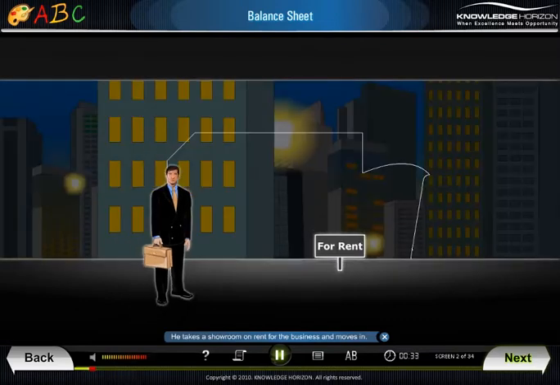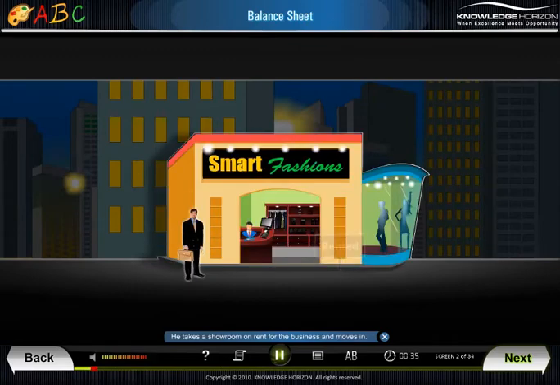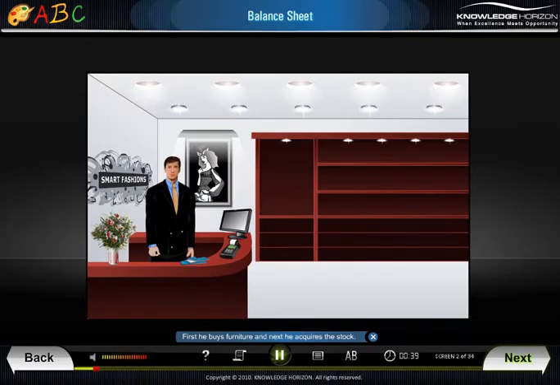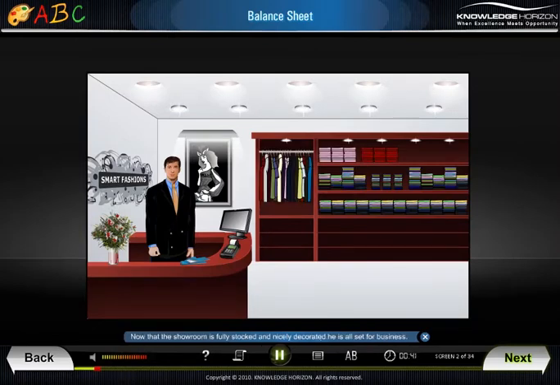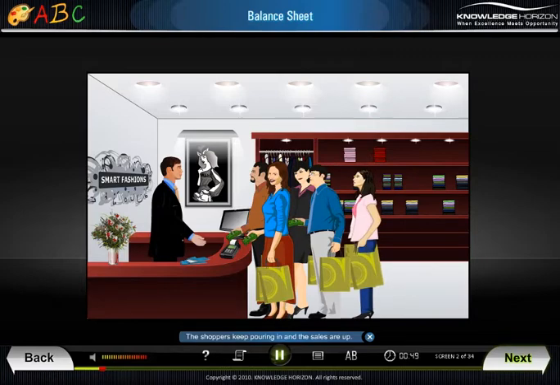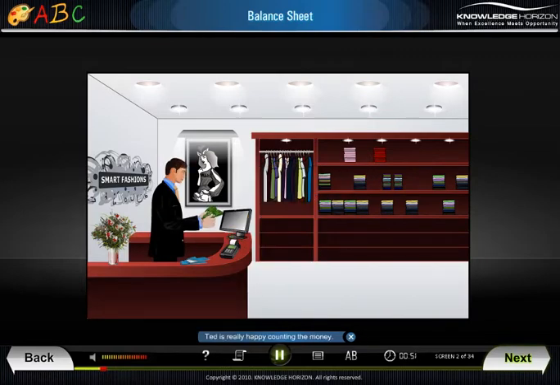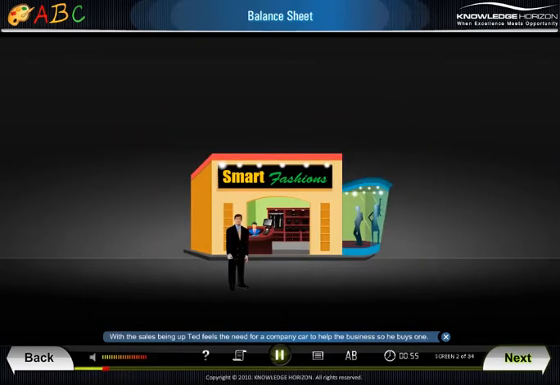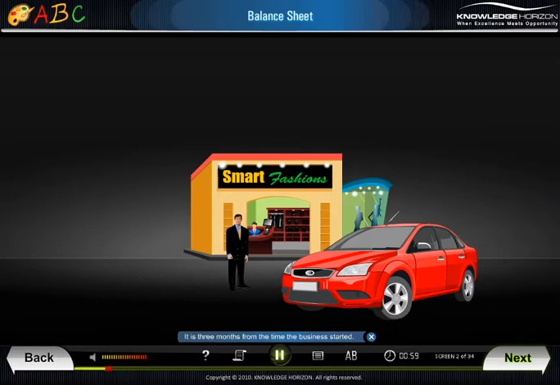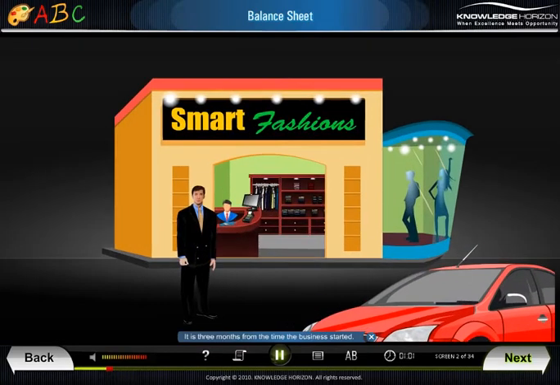Ted is the manager of Smart Fashions, who are into the business of making and selling garments. He takes a showroom on rent for the business and moves in. First, he buys furniture, and next he acquires the stock. Now that the showroom is fully stocked and nicely decorated, he is all set for business. The shoppers keep pouring in and sales are up. Ted is really happy counting the money. With the sales being up, Ted feels the need for a company car to help the business, so he buys one. It is 3 months from the time the business started.